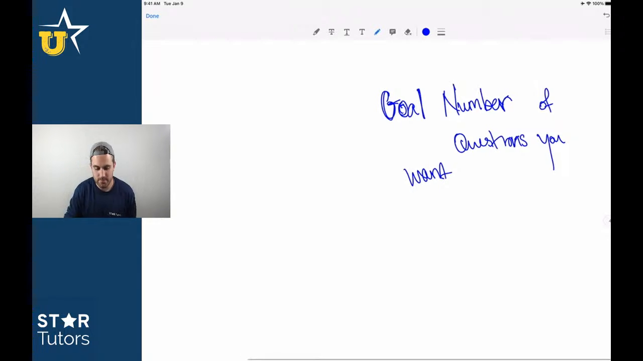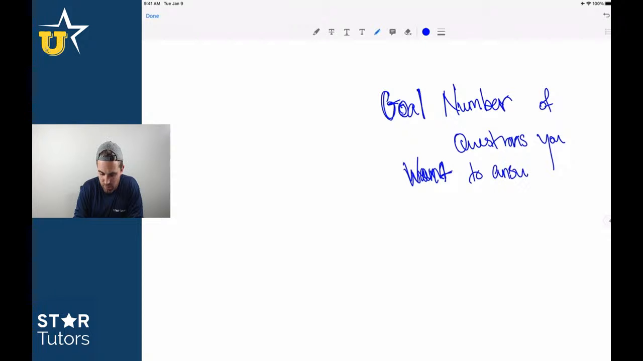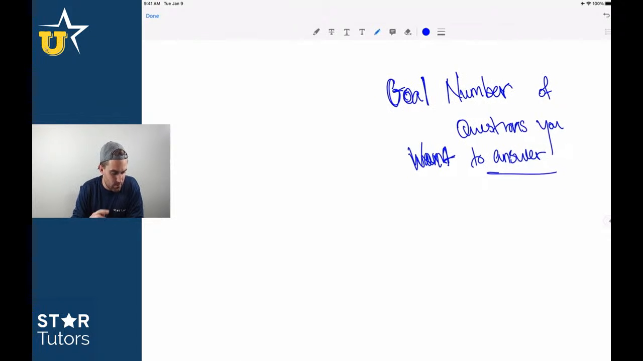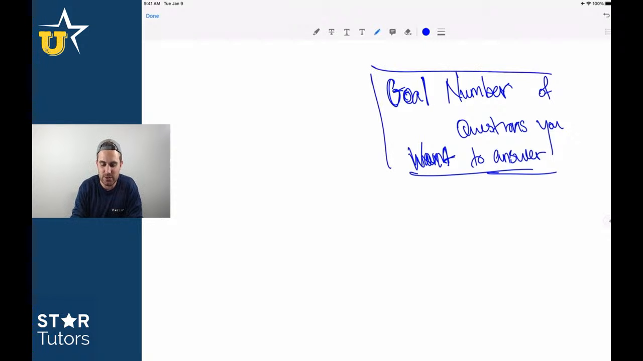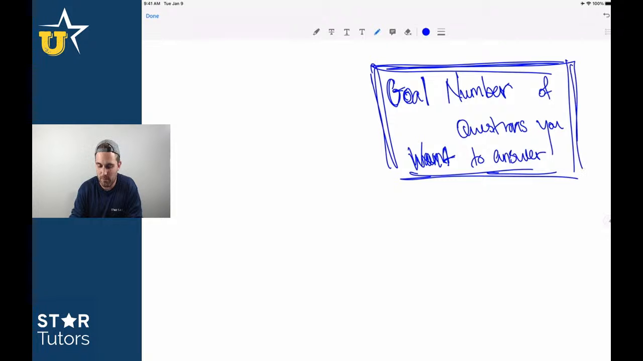Okay, goal number of questions you want to answer correctly. That's the first priority. Priority number one. So once we have this down, now our goal needs to be to actually reach that number, right? It doesn't help us if we don't reach that number of questions. So we find the goal number. I want everybody to set a goal before you take the test next week. Everybody needs to set a goal before you take this test next week. Goal number of questions.